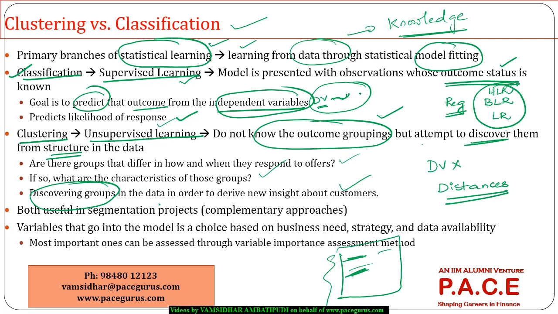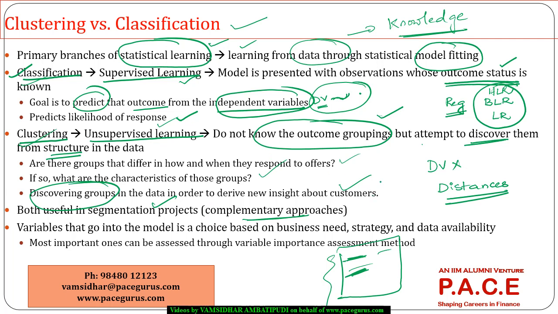So while understanding the whole world of segmentation, we have to understand that both classification models as well as clustering models are beneficial. Both of them are complementary approaches to each other. They are not killing each other. They are not mutually exclusive kinds of models.